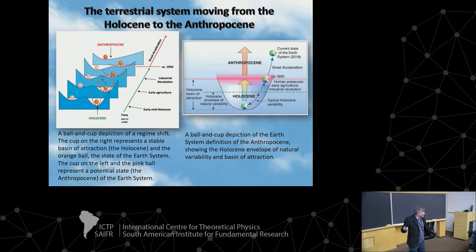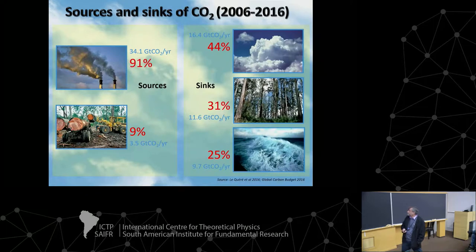So that is the association of this area with the complex dynamic system. And it's also important to know what is happening with the CO2 that you are pumping up into the atmosphere. So right now, 91% of the CO2 emitted to the atmosphere came from fossil fuel burning, 9% came from tropical deforestation, like in Amazonia. We're going to see that later.